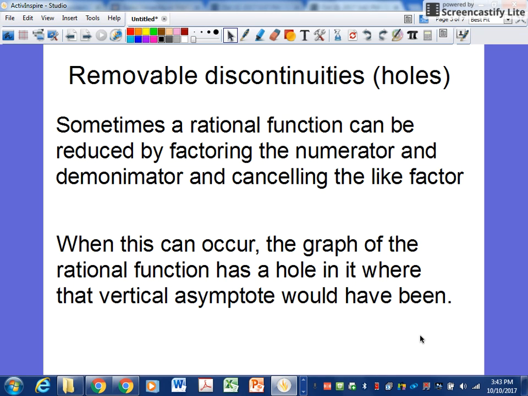Okay, number 3. Here we're talking about something called a removable discontinuity. That is the math speak, the vocabulary word that we use in math whenever we're talking about a hole that happens in a graph. These are sometimes called holes, but formally they're referred to as removable discontinuities.